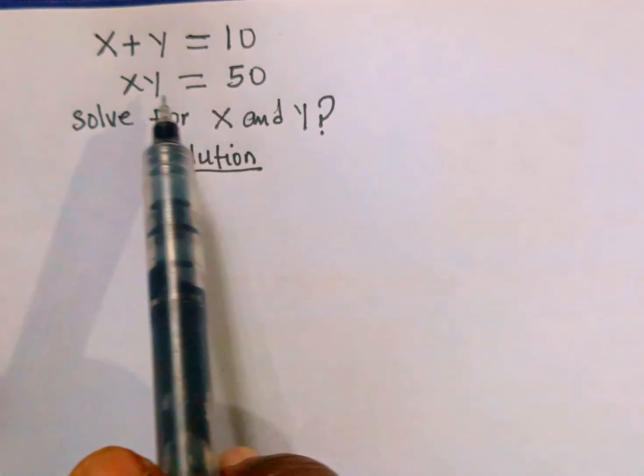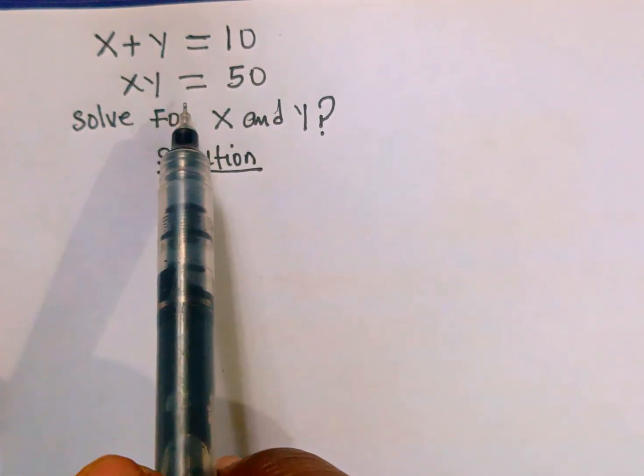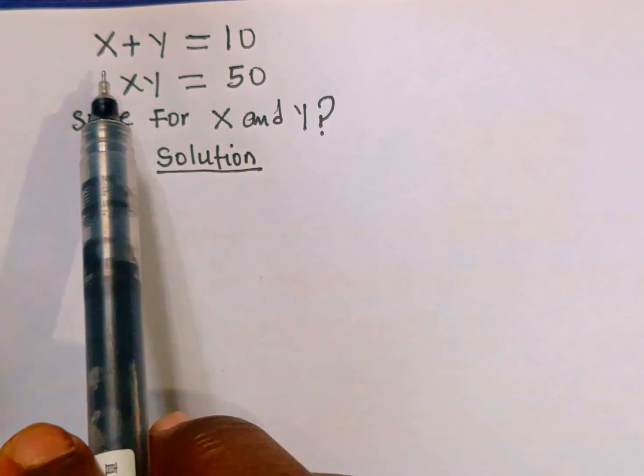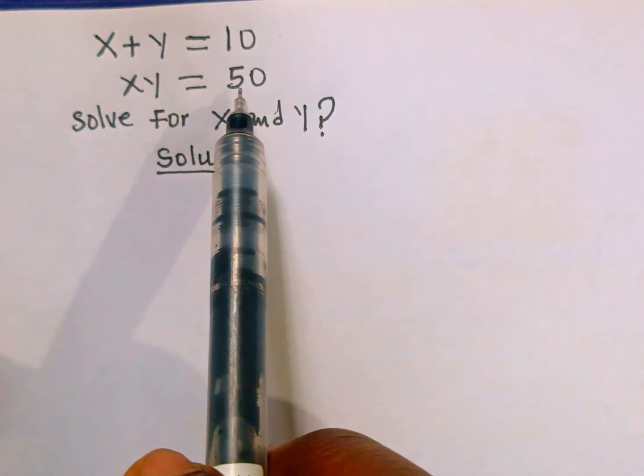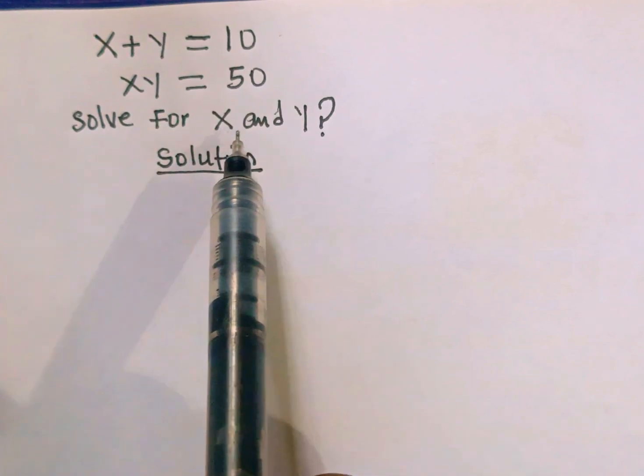In today's tutorial, we're going to solve for the value of x and y from this simultaneous equation. We are given that x plus y is equal to 10 and x multiplied by y is equal to 50. Then what is the value of x and y?